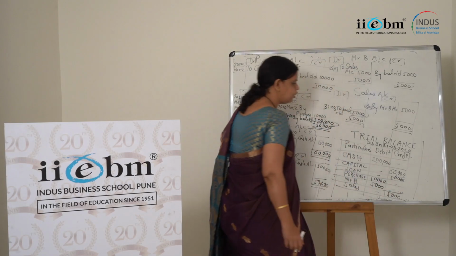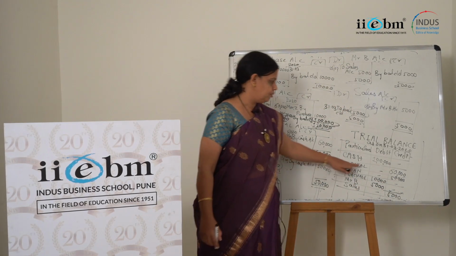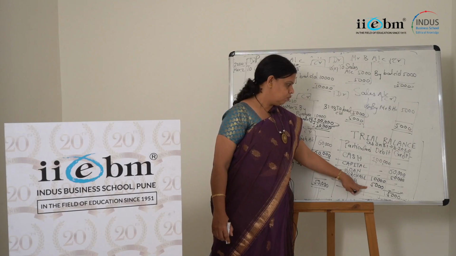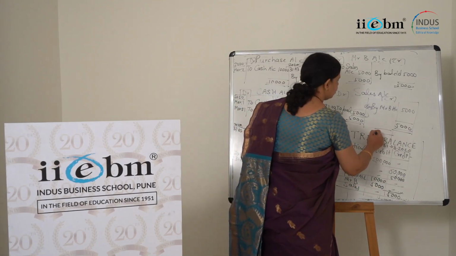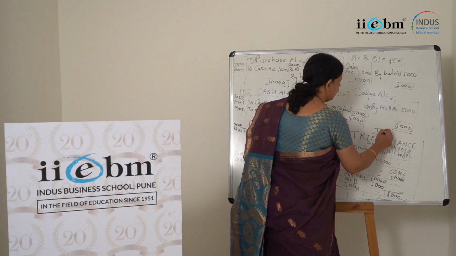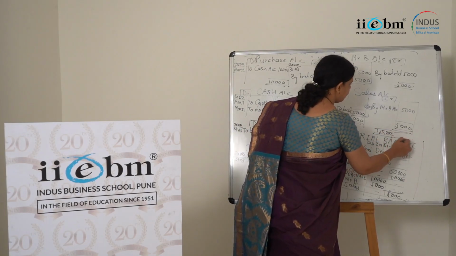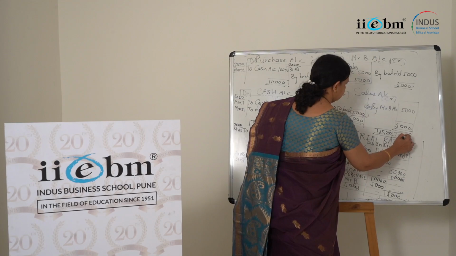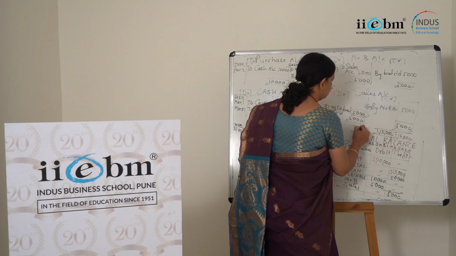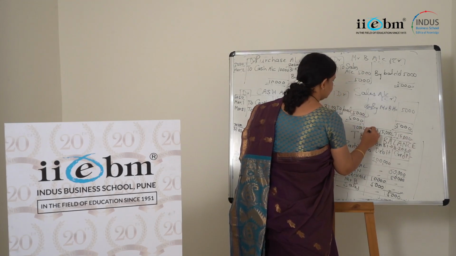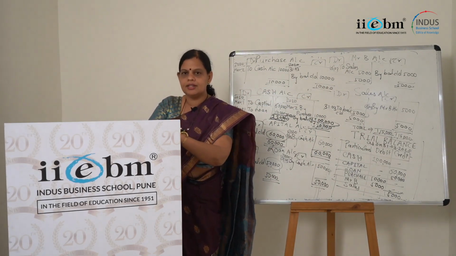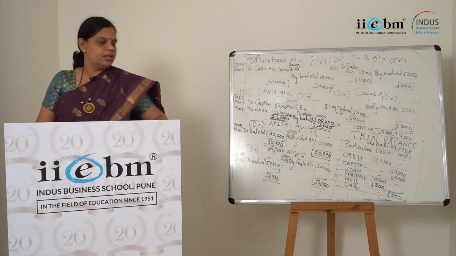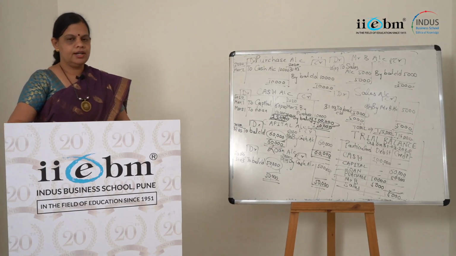Now if I make the total of debit and credit, debit total is coming as 1,15,000 and credit side total is also coming as 1,15,000. It means my trial balance is matching. This is called as total. So total means my trial balance is matching, my debit and credit side is matching. The total is coming as 1,15,000, right?